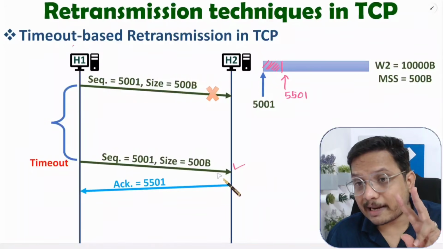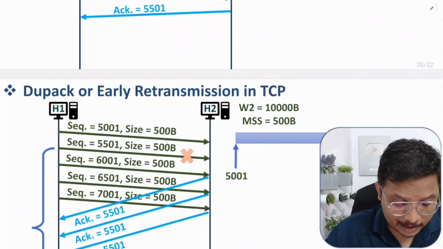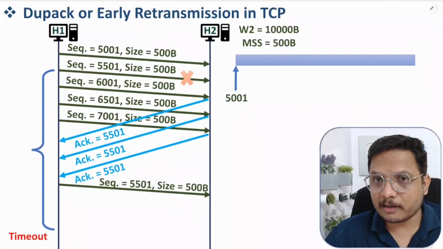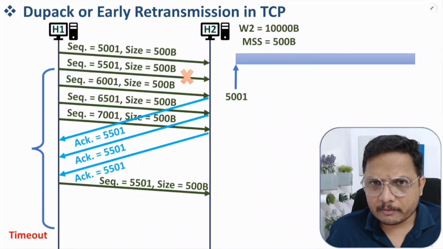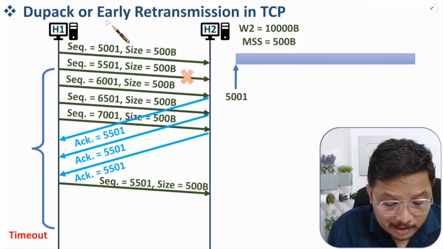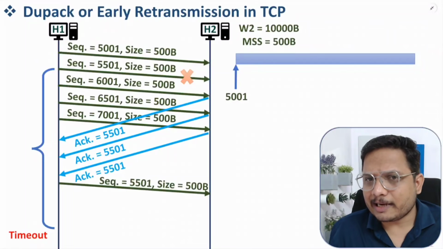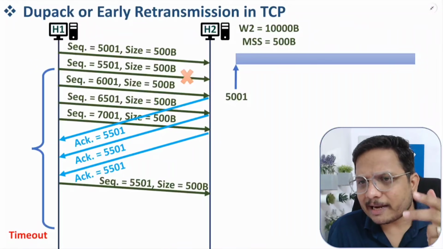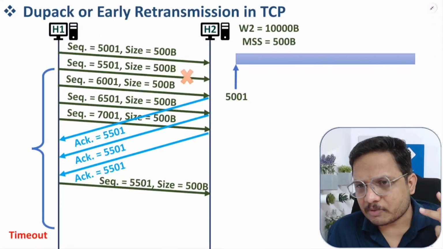Now there is a second category. In that second category, there will be duplicate acknowledgement. In some books, you will observe that it is also referred to as early retransmission. I'll tell you why it is duplicate acknowledgement or early retransmission.